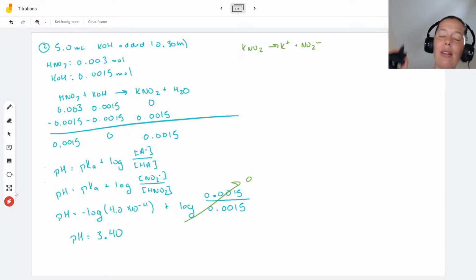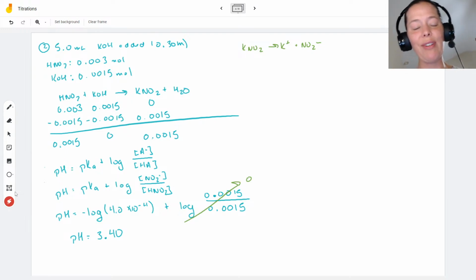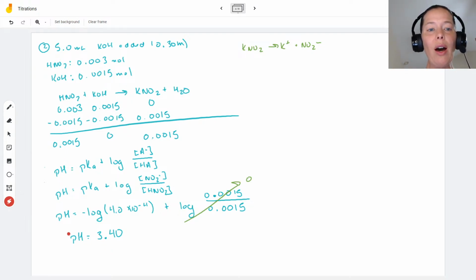Okay, as usual, let's do our logic check, right? We do have a weak acid in solution, so we should have a pH that's less than 7. Now, it is a buffer, so it shouldn't be a super low pH. So having a pH of 3.4 is kind of checking what I think it should be. Yes, it should be lower than 7, but we shouldn't have a pH of like 0.5. So this calculation looks good to me.